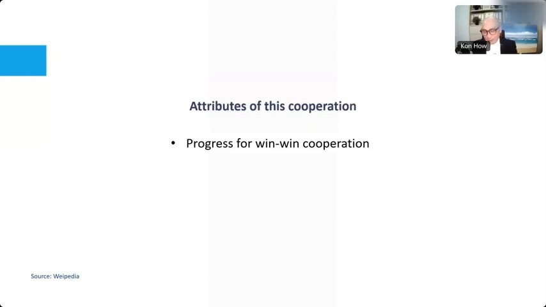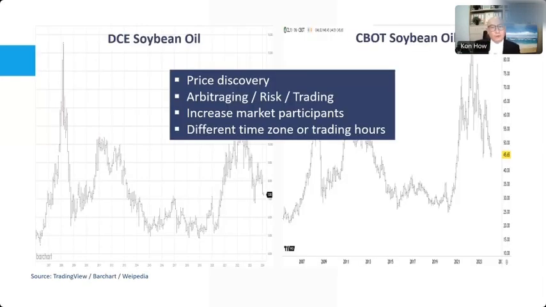Now, let me explain what happens when a product or similar product is launched in two exchanges. There are certain attributes to it. I'm going to do a comparison between the soybean oil in DCE and the US or CBOT soybean oil, looking at what the attributes are, and then I'm going to move on to compare DCE and FSOY later on. On the left is the DCE soybean oil, and on my right is the CBOT soybean oil.